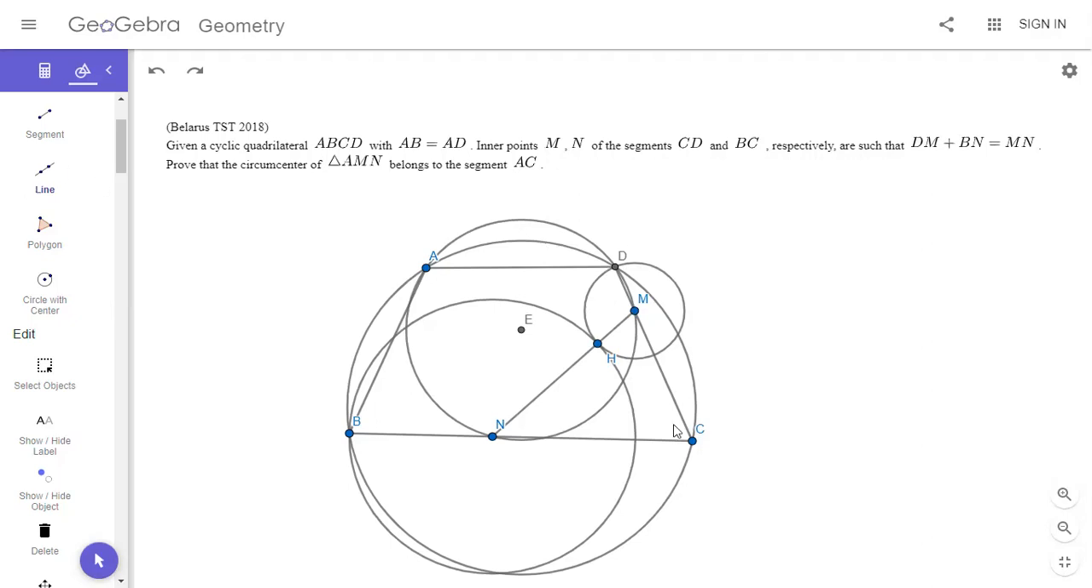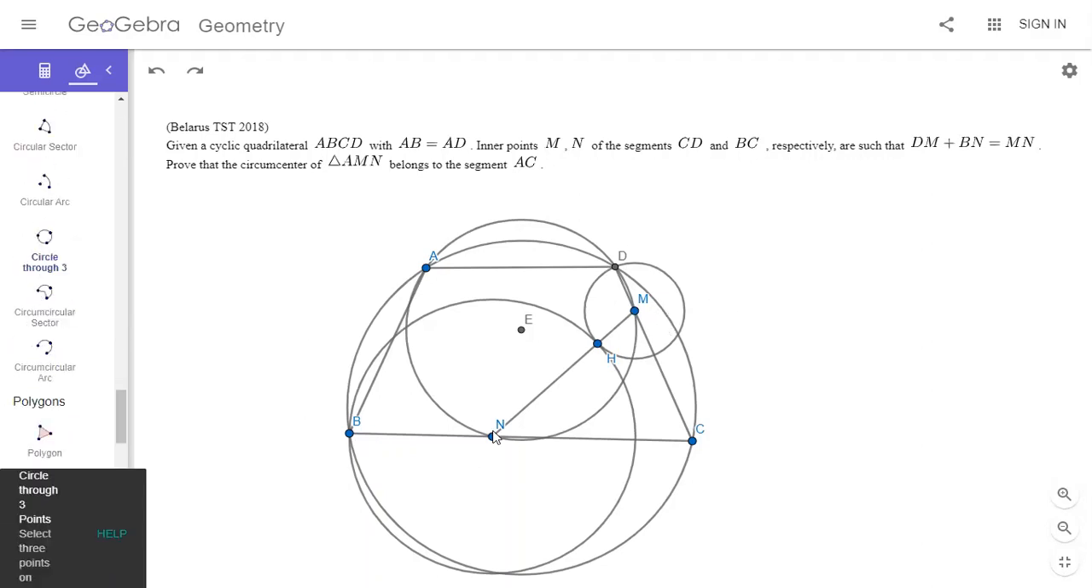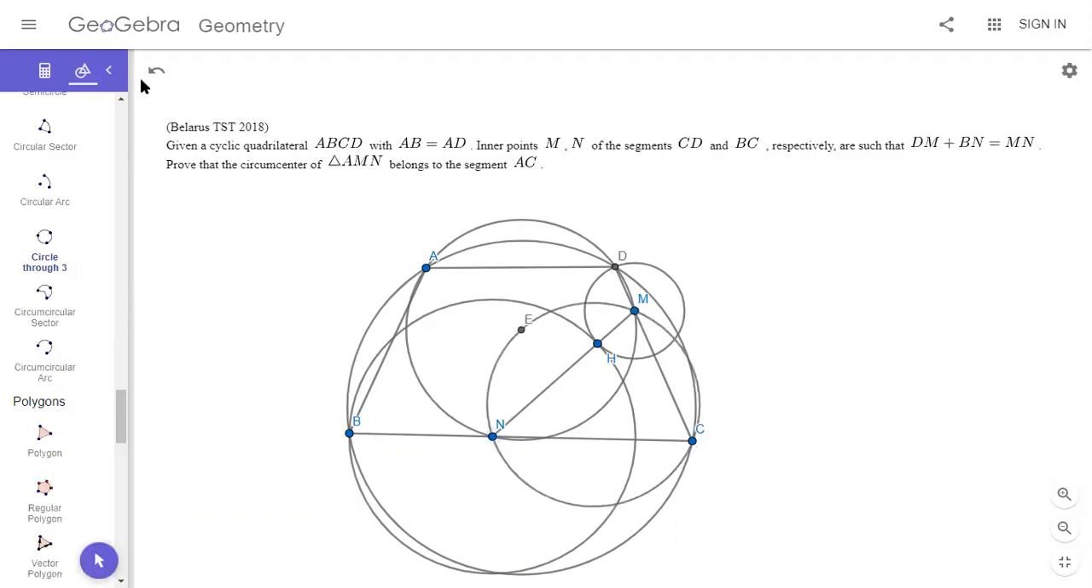So what would that mean? That would mean that ENCM is cyclic, right? Because if CE is an angle bisector, and we also know EN is equal to EM, then that means the angle bisector of this meets the perpendicular bisector of MN. So yeah, that would mean ENMC is cyclic. So can we prove that? So that's just an angle chase?